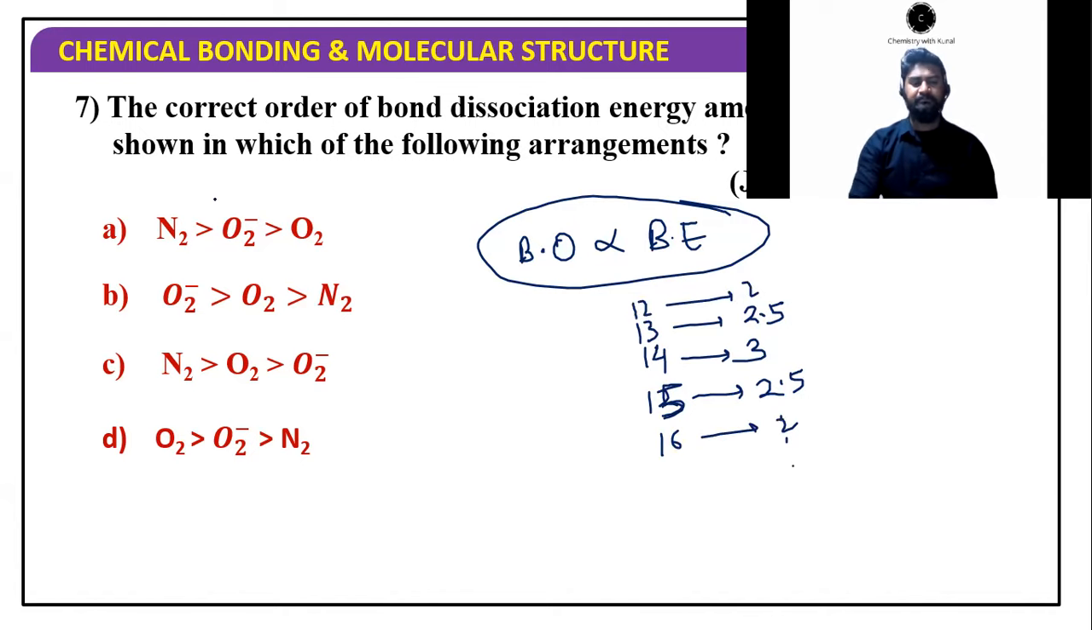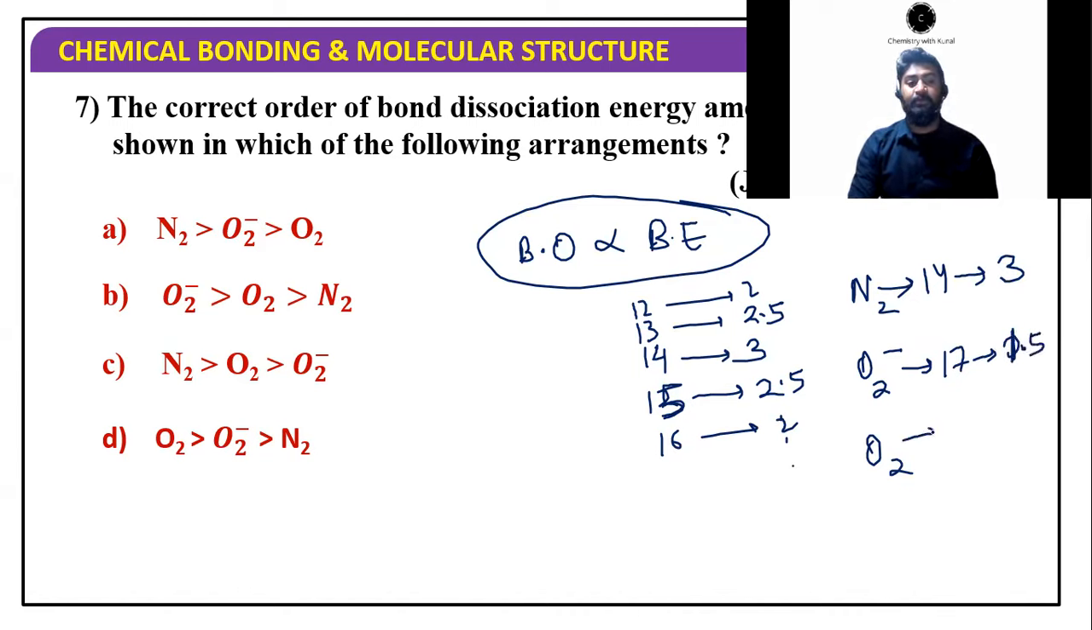Now let's see what species we have. We have N2, O2 minus and O2. N2 has how many electrons? 14. Bond order 3. O2 minus has how many electrons, guys? Please tell me. 17. What's the bond order? 1.5. That's pretty low, right? O2 will be 2.